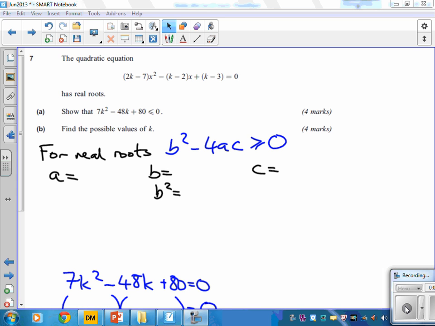2013 Core 1 question 7, the b squared minus 4ac question. You're being asked to find real roots. So you can see here I've written b squared minus 4ac is greater than or equal to 0.